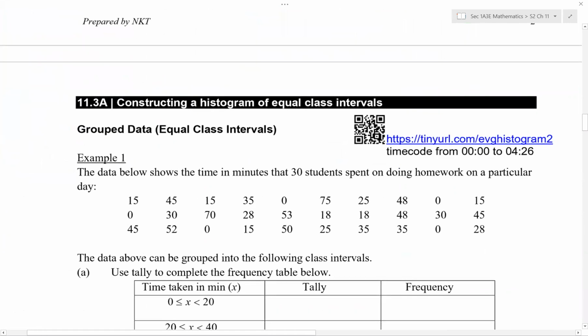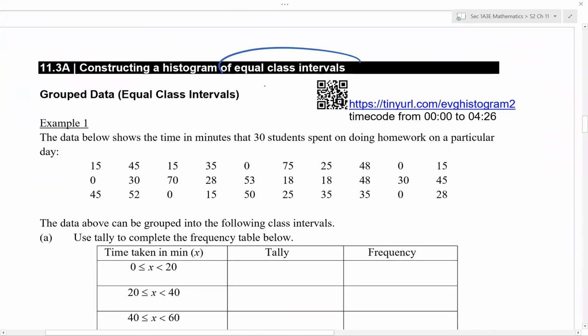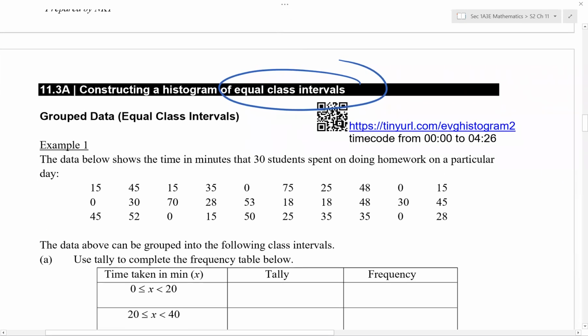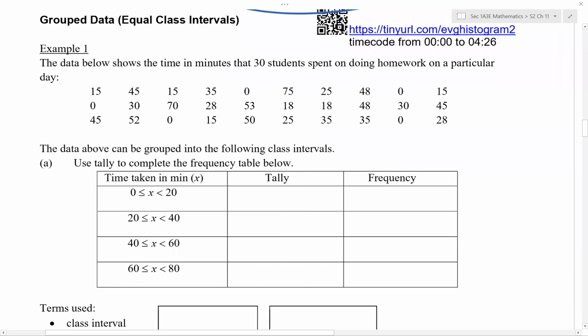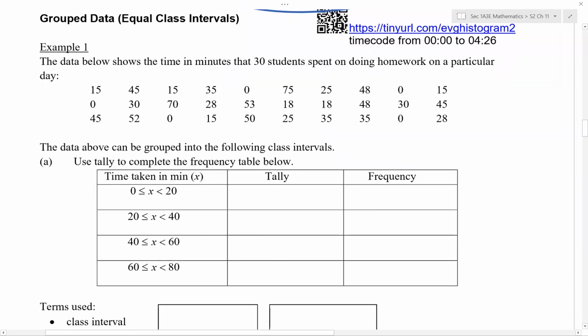Now let's try and construct a histogram of equal class intervals. When we talk about equal class intervals, the class width will be the same; they have the same thickness for each of the bars or rectangles. The skills you need are the same as what was introduced in chapter 14, part 2 of the notes. Here we have the time in minutes that 30 students spent on their homework on a particular day. We need to do the tally and count the frequency. Let's start with the first one.